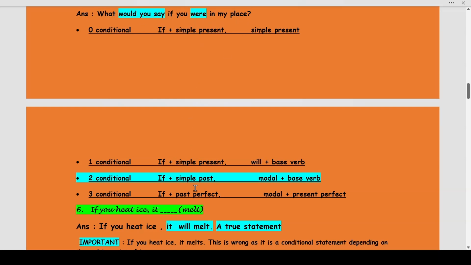So based on these 4 formulas only, you need to find out some identifying word in the sentence. Like over here, what would you say? We have found out that the modal verb is there and the base verb is there in its first part of the sentence. So automatically we will identify it as type 2 conditional, and the second part will have if and simple past tense. So if you were in my place, this is how you need to approach these sentences.